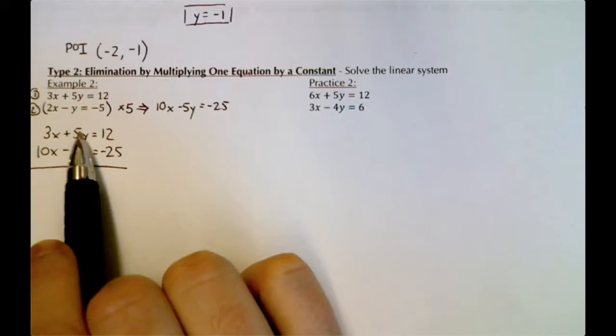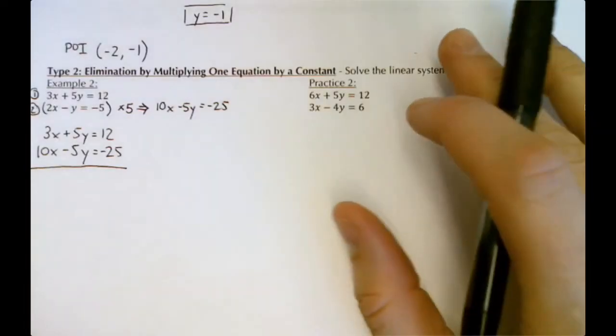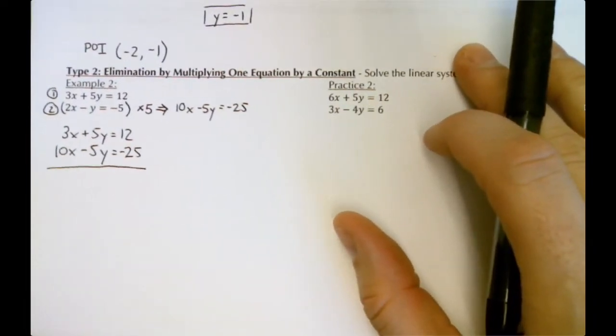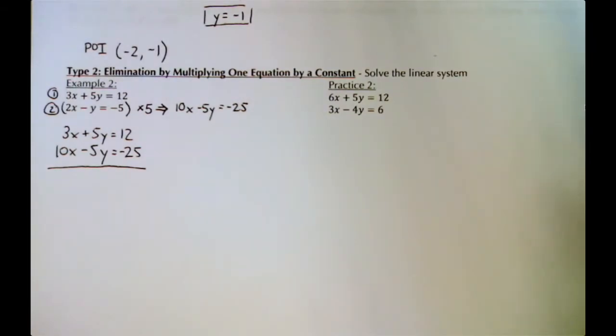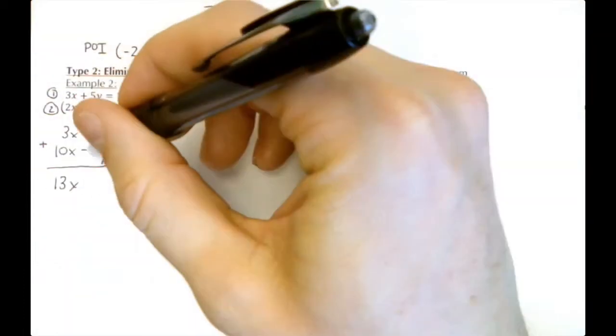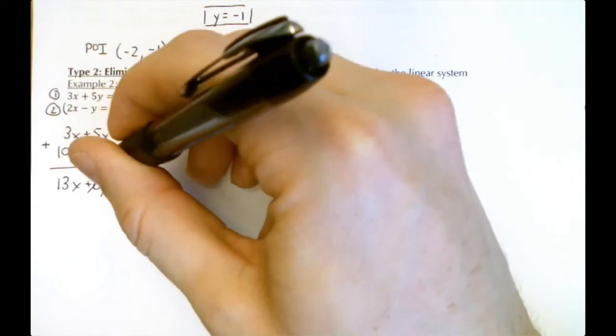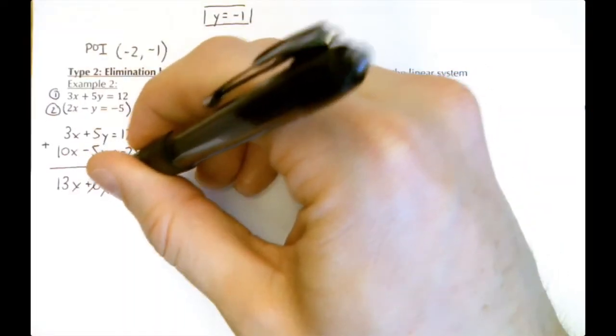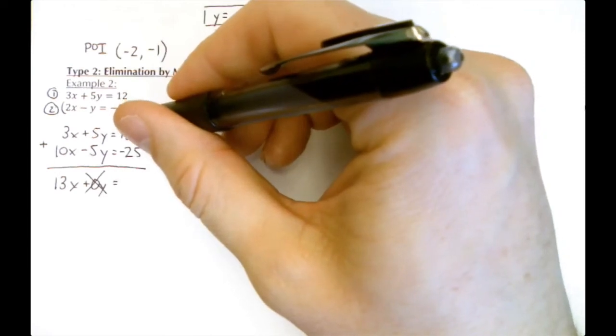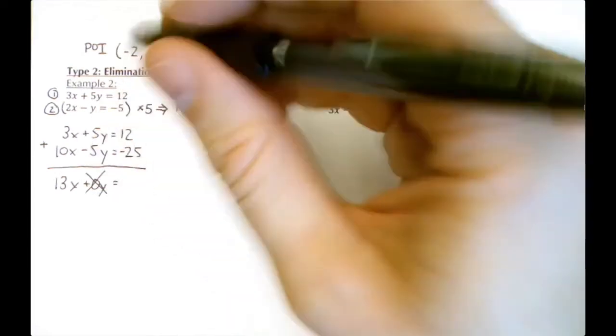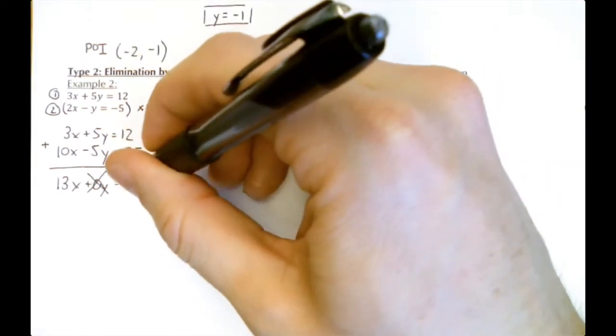The numbers in front of the y's match up. And since the signs are opposite, we can add down the columns to eliminate. So I'm going to add down the columns. 3x plus 10x is 13x. 5y plus -5y, that's 0y, so we've eliminated the y's. And if we add down this column, we got 12 plus -25 is -13.